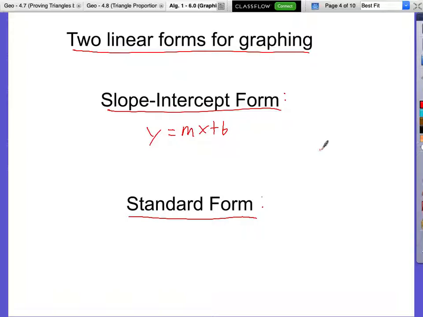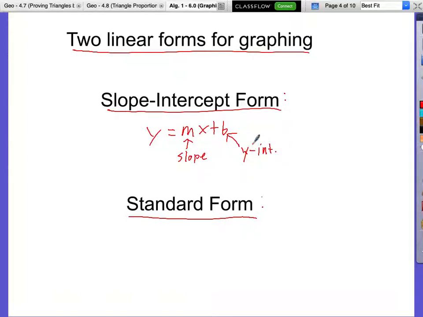Y equals mx plus b, okay? Y and x are y and x coordinates, right? Those are our y and x coordinates. What's m? M is the slope. What is b? The y-intercept. That is where it crosses the y-axis, okay?